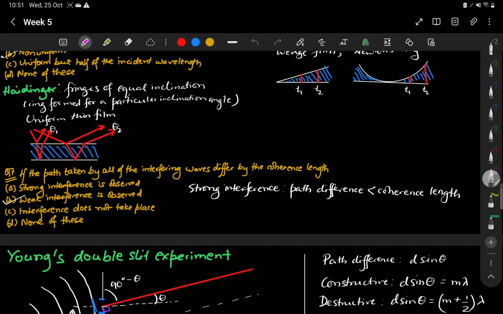Whenever the path difference is less than the coherence length, we see strong interference. However, if the path difference is greater than the coherence length, then we see very weak interference.